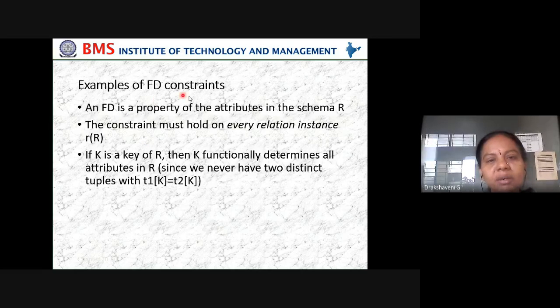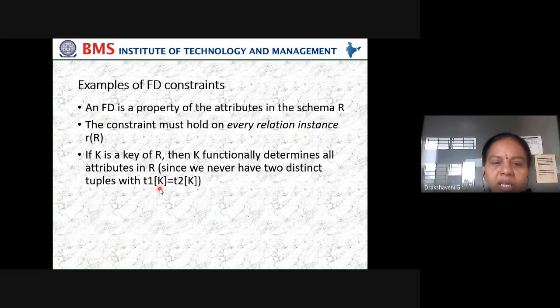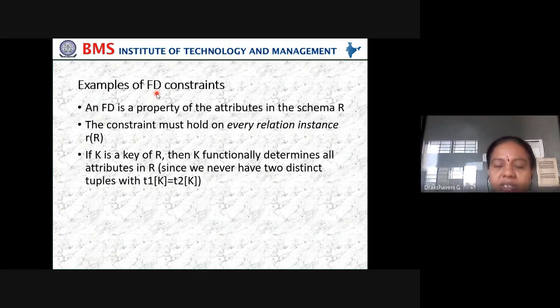So those are examples of functional dependency constraints, and functional dependency is a property of the attributes in the schema R. The constraint must hold in every relation instance r of R. If K is a key of R, then K functionally determines all attributes in R, since we never have two distinct tuples with t1[K] equal to t2[K]. So that is what are called examples of functional dependency constraints.